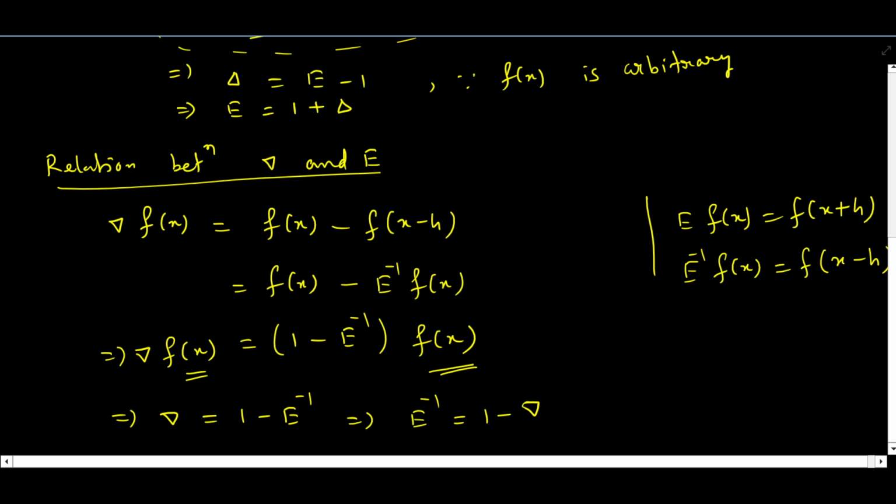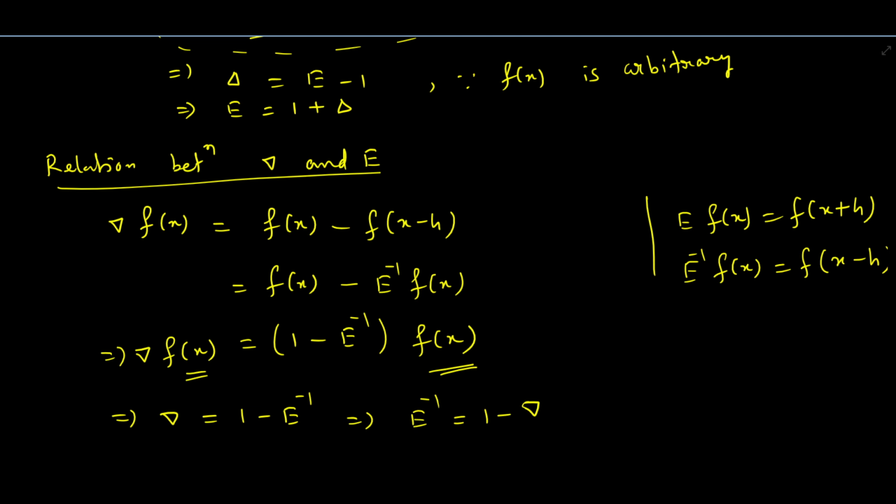You can prove any kind of relation. If I keep proving all the relations, then this video will be a little bit lengthy. So let us stop here. In the next lecture, since we have three operators, delta, nabla, and E, we'll try to do some examples depending on these three operators.